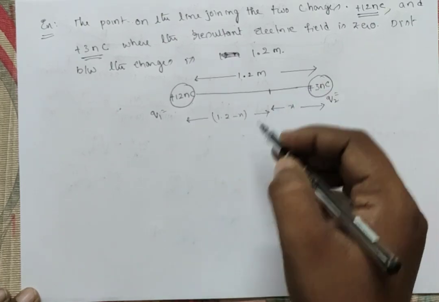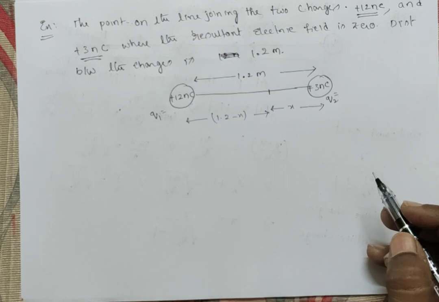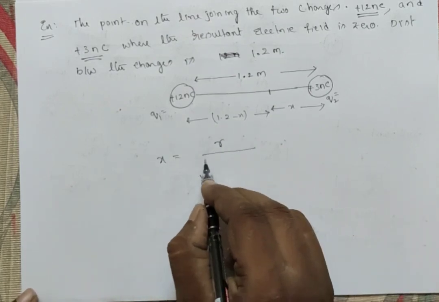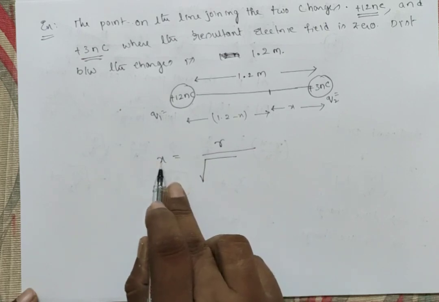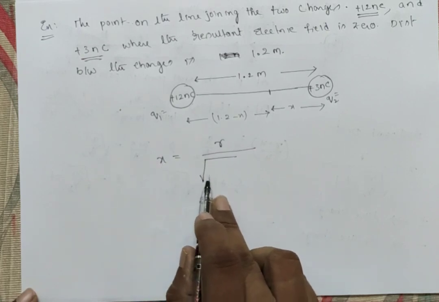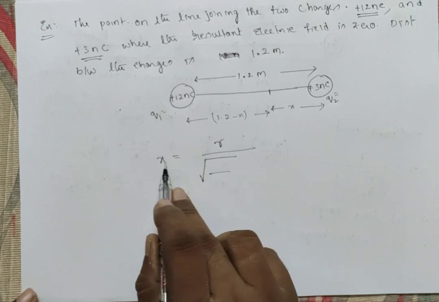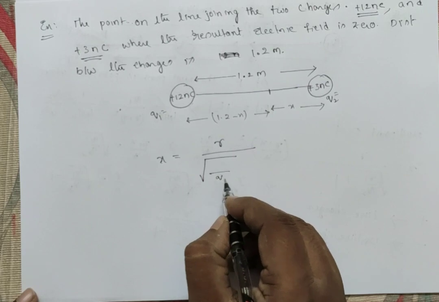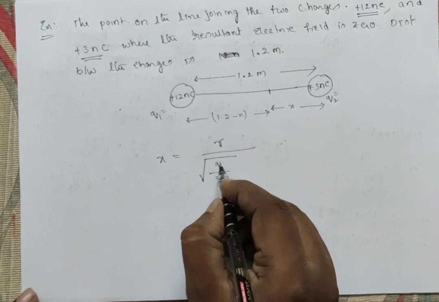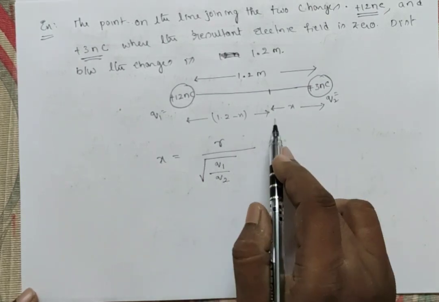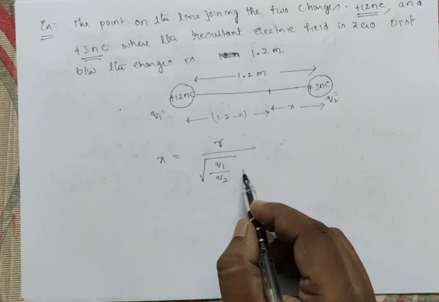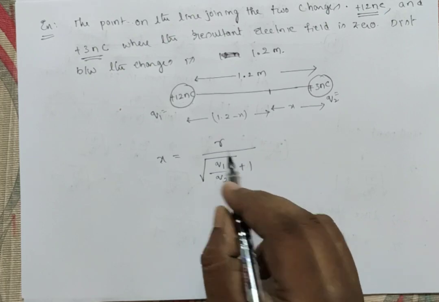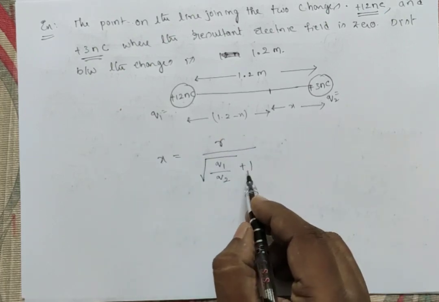And procedure wise you can follow, or else we can have the direct formula that x is equal to the total distance divided by the square root of the ratio, where the charge which is present in the denominator is the one we measure from. We are measuring x from the 3 nanocoulomb, so that is q2. So q2 should be in the denominator, q1 in the numerator. Plus or minus: here they are like charges, both are positive, so plus. If one is positive and another is negative, then we have to write minus 1.